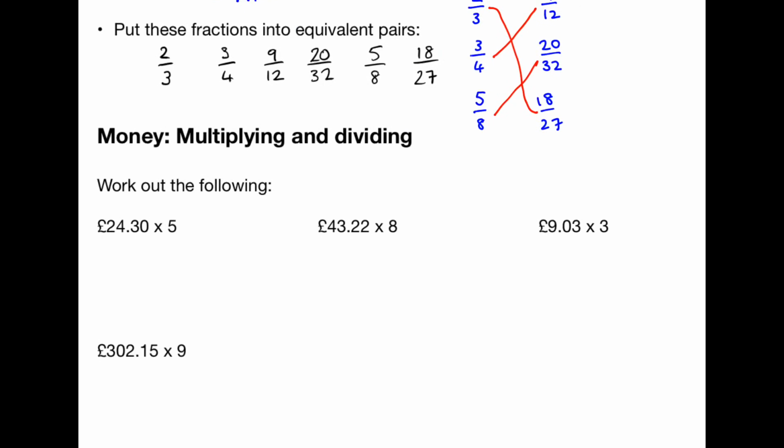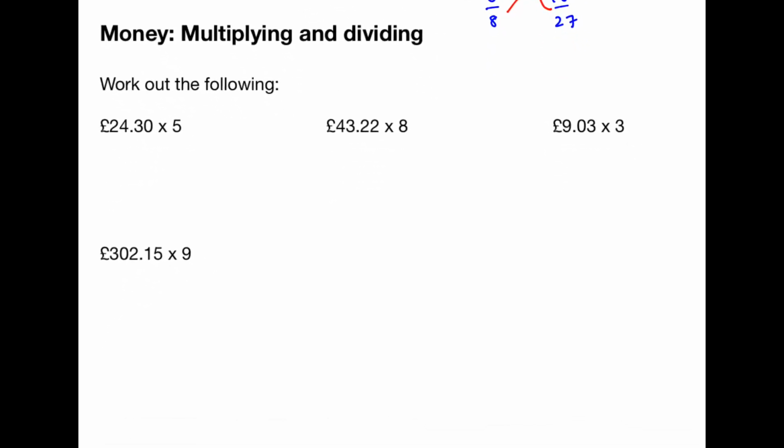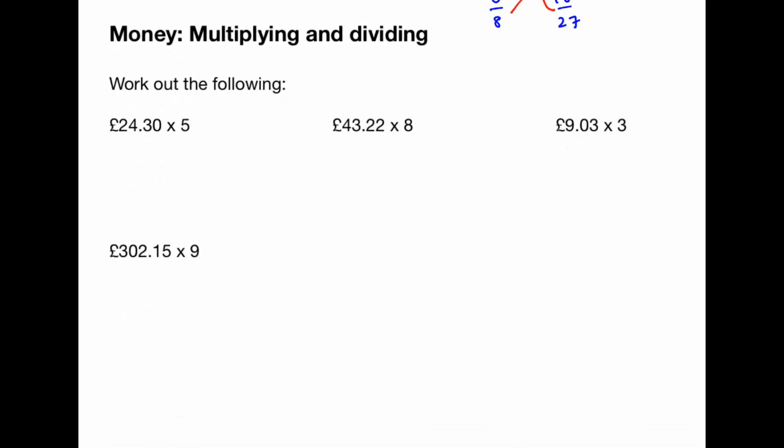Okay, so on to today's work then. We're going to be multiplying and dividing amounts of money. So when we're multiplying, we just need to be careful about our carrying, and we need to be careful about where the decimal points go. That's really all we need to think about. Okay, so let's start with £24.30 times 5.